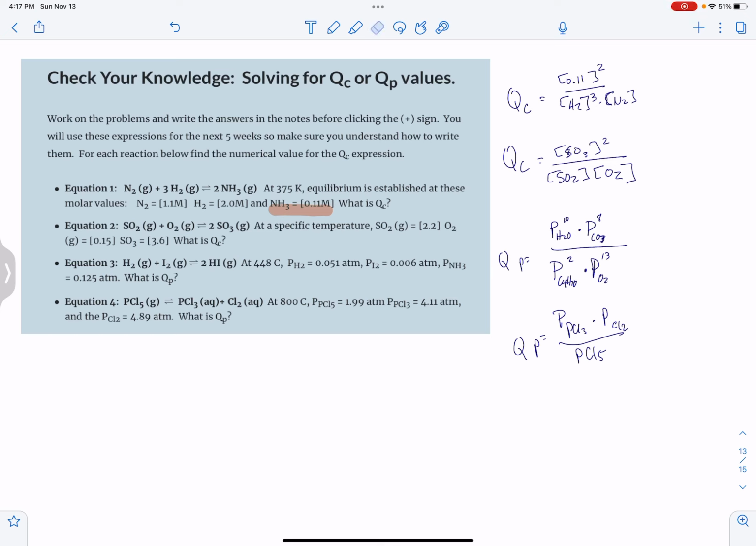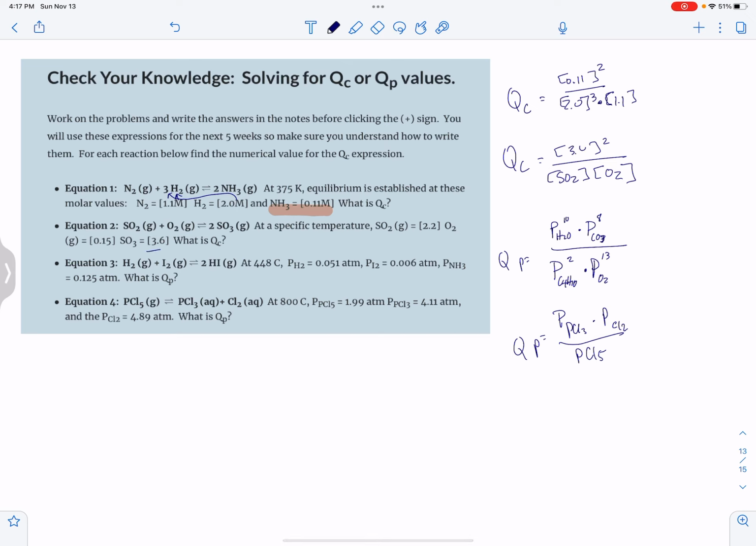0.11. And then over here, the cube number is the 2.0. And then the n is the 1.1. And your n might have been before mine. It's fine. It doesn't matter what order you multiply them in. It just matters that you make sure that this one is with the H2 because it's the one that's being cubed. And then for the SO3, it's over here.